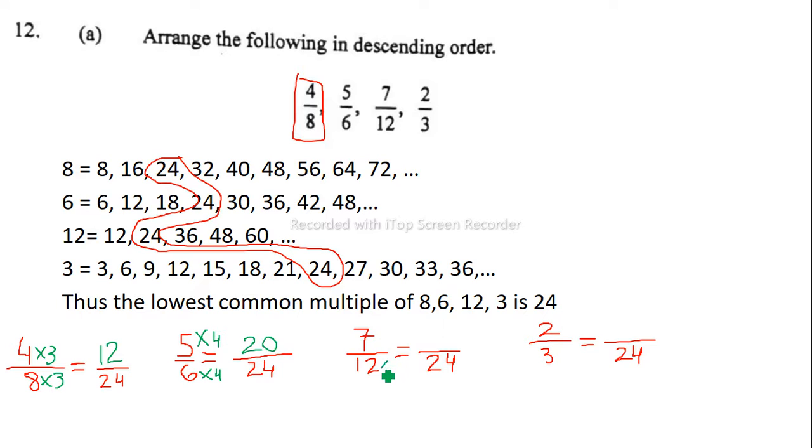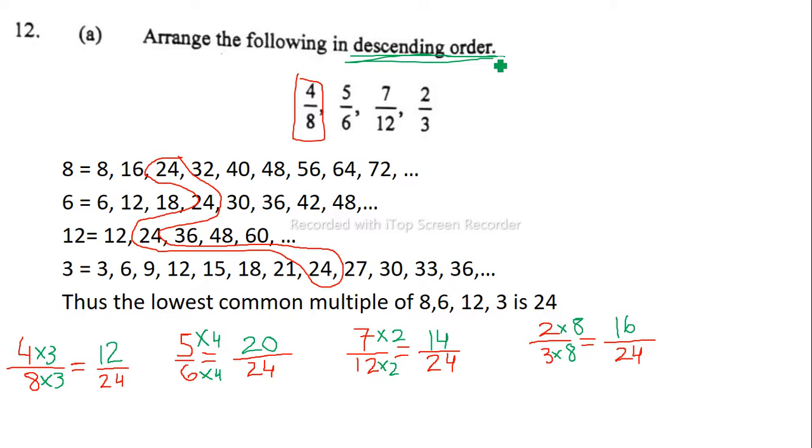And what times 12 gives me 24? 2. 7 times what? Sorry, whatever we do to the bottom, we do to the top. So it's going to be 7 times 2, which is 14. What times 3 gives me 24? 8. Whatever we do to the bottom, we must do to the top. So it's going to be 16. Very good. Now we must arrange it in descending order.